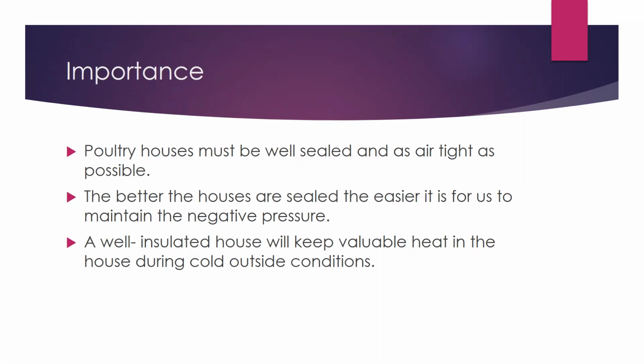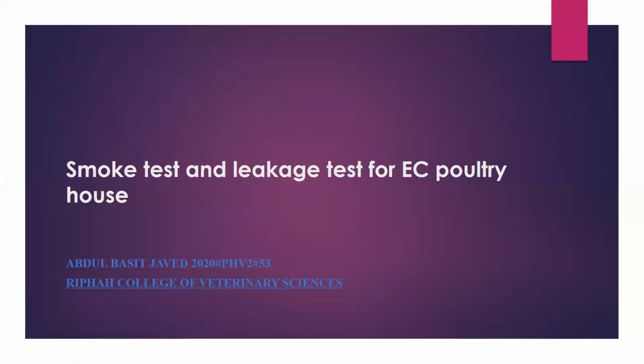To know the importance of this, we must know that poultry houses that are environmentally controlled must be well sealed and as airtight as possible. Why do we need houses to be sealed as airtight as possible? Because the better the houses are sealed, the easier it is for us to maintain the negative pressure. So I would like to tell you a little bit about negative pressure. Negative pressure is basically the difference between the pressure outside and inside the poultry house.